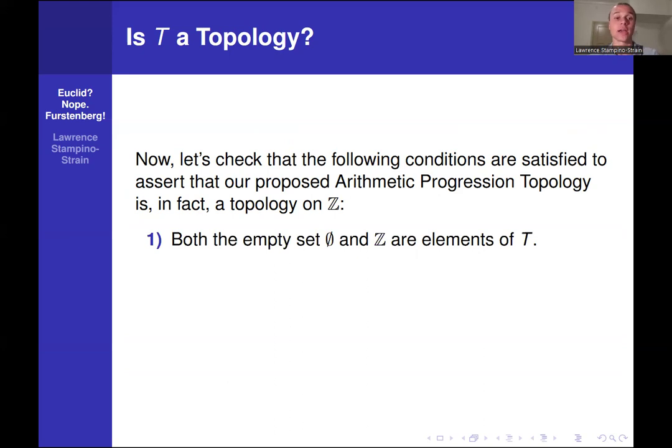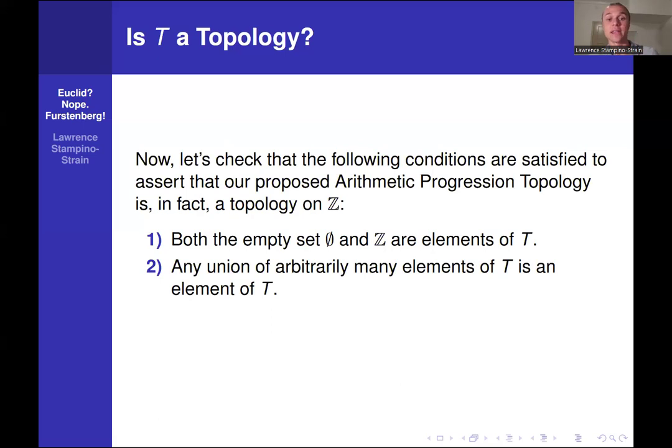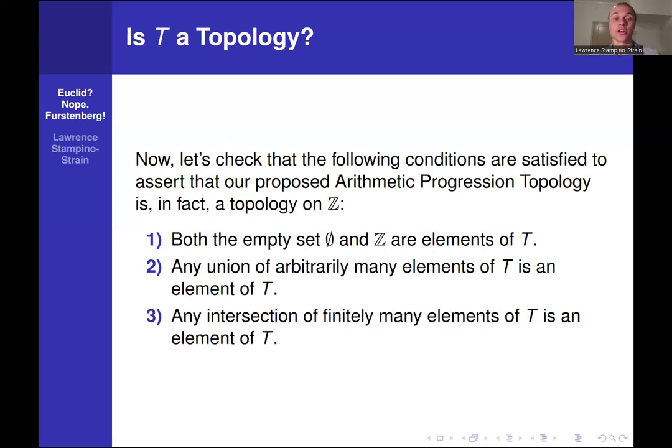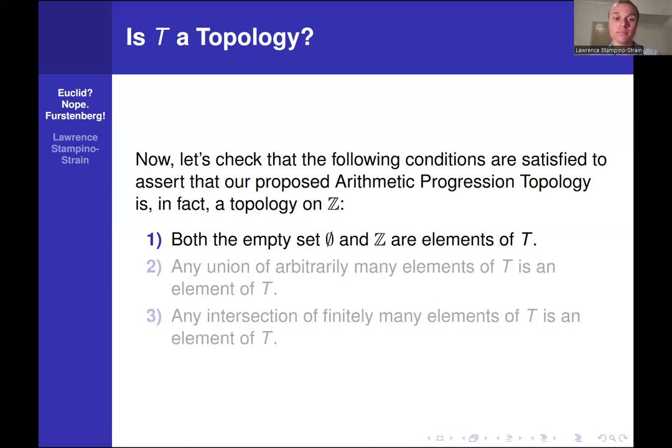So the first condition we have to check is that both the empty set and Z are elements of T. The second condition is that any union of arbitrarily many elements of T is an element of T. And the third is that any intersection of finitely many elements of T is an element of T. So let's begin by asserting the first condition.